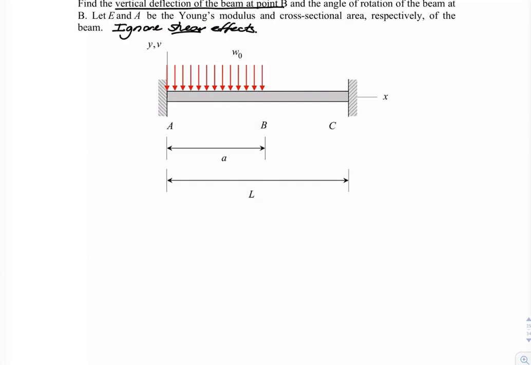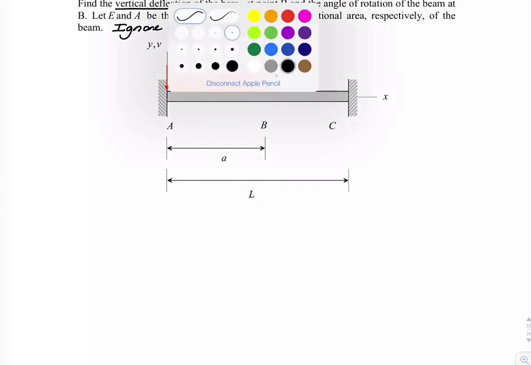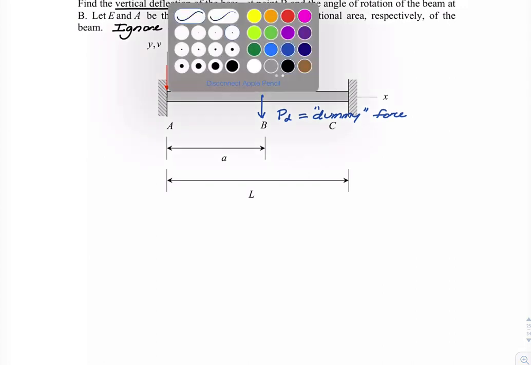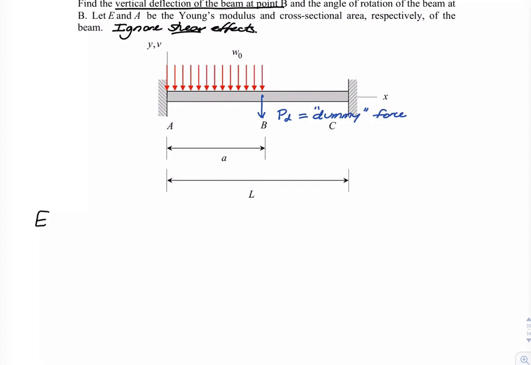So as we look at this, if we want to use Castigliano, we have to have a load which is acting at the point where we want our deflection. To this end, I'm going to add a dummy force, PD. The dummy force is there so that we can use Castigliano to get the deflection at that point. We're going to start the problem out with equilibrium.